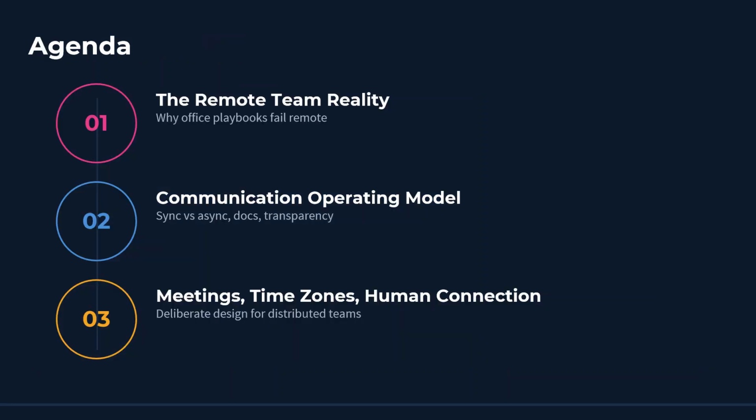Here's how we will spend our 90 minutes together. Part 1 frames the remote team reality and why you cannot simply recreate the office on video calls. Part 2 covers the synchronous and asynchronous communication model, documentation defaults, and transparency as infrastructure. Part 3 addresses meetings, time zones, and the deliberate work of building human connection at a distance. At the end, I will walk you through exactly how to claim your PDUs.